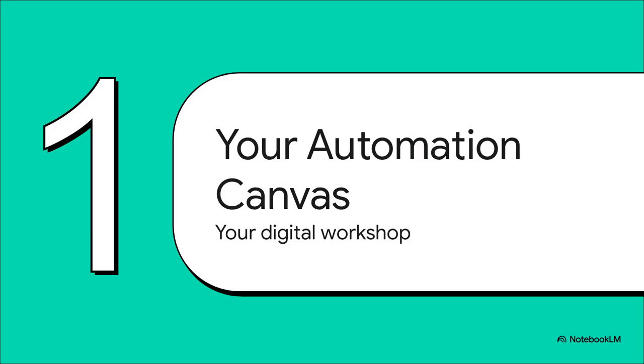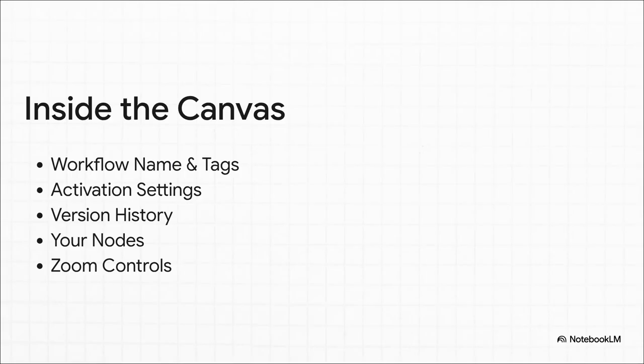Everything, and I mean everything, begins right here on the n8n canvas. This is your digital workshop. It's your command center. It's the place where you're going to build, test, and manage every single piece of your automation, from the tiniest little task to the most complex branching process you can imagine. And inside this command center, you've got everything you need. You can name and tag your workflow to keep things organized. This little activation switch, that's what takes your automation live. And hey, if you ever need to undo a change, version history has totally got your back. Everything you build appears right here in the main space, and the zoom controls let you navigate even the biggest, most complex designs with total ease.